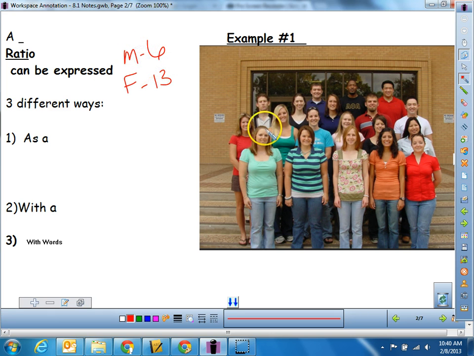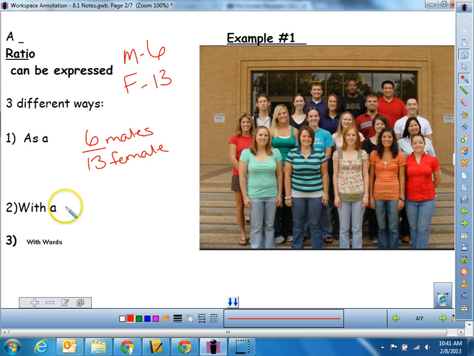All right, so now that we have them counted, let's make sure we have all of them accounted for. We got 1, 2, 3, 4, 5, 6, 7, 8, 9, 10, 11, 12, 13, 14, 15, 16, 17, 18, 19. Perfect. Now you need to know that a ratio can be expressed in 3 different ways. The first one, we said male to female is what we're doing. We can write it as a fraction. We could say 6 males to 13 females. So we can write it as a fraction, 6 male students to 13 female students.